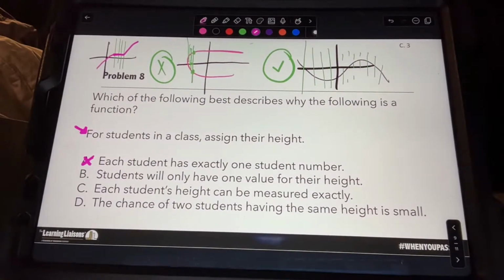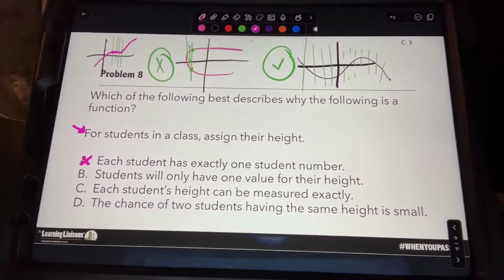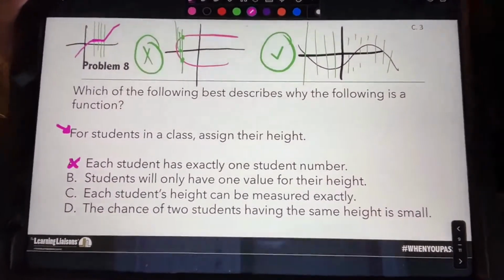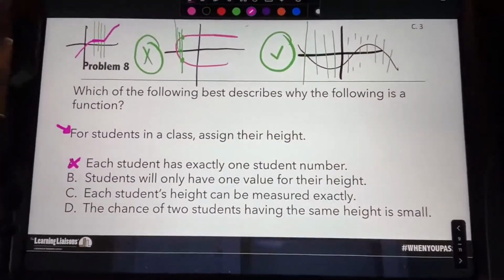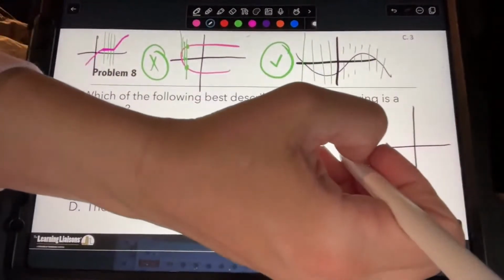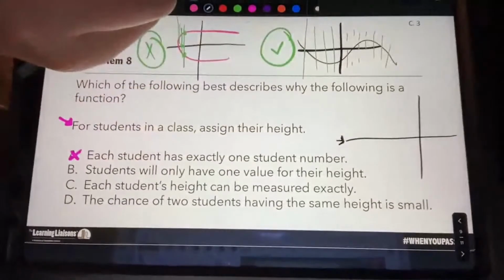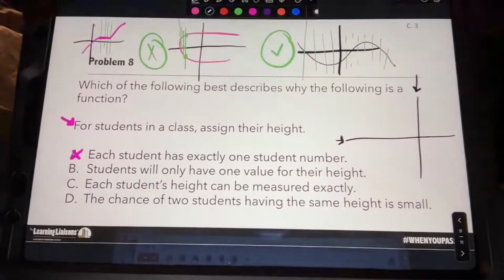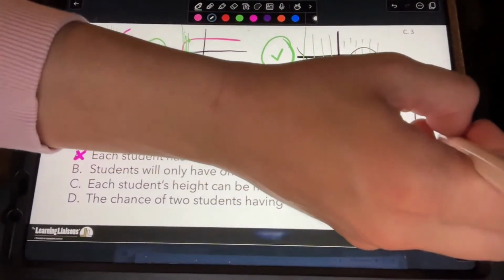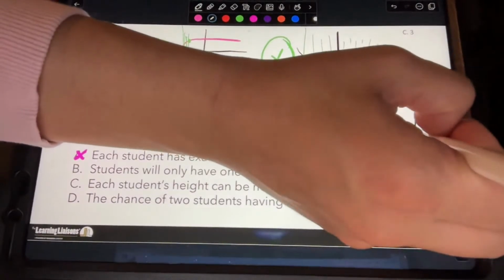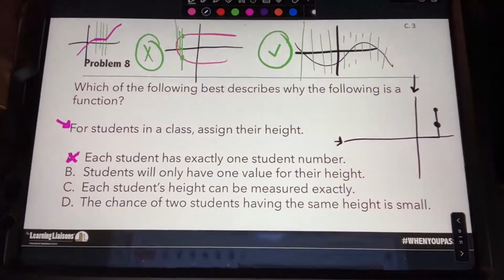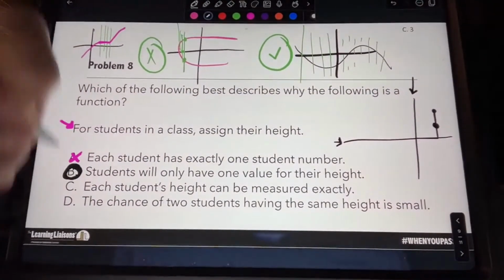B, students will only have one value for their height. Well, that is absolutely true. And when we think about the graph, my x axis is going to be my students, my y axis is going to be my height, and students can only have one height. I can't be that tall and this tall at the same time. That is why this is a function.